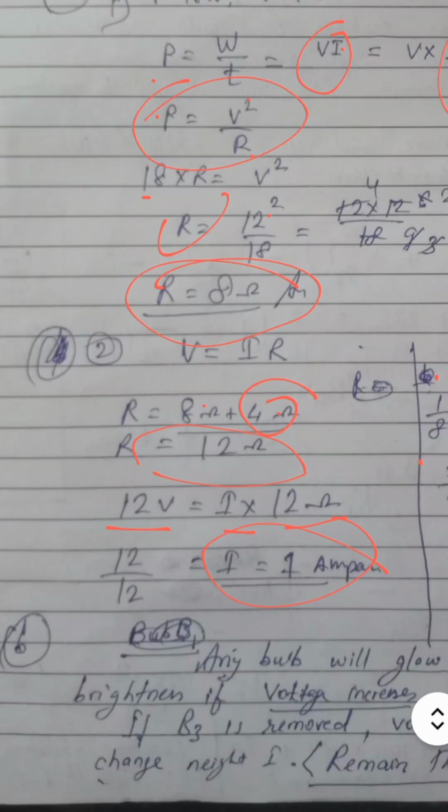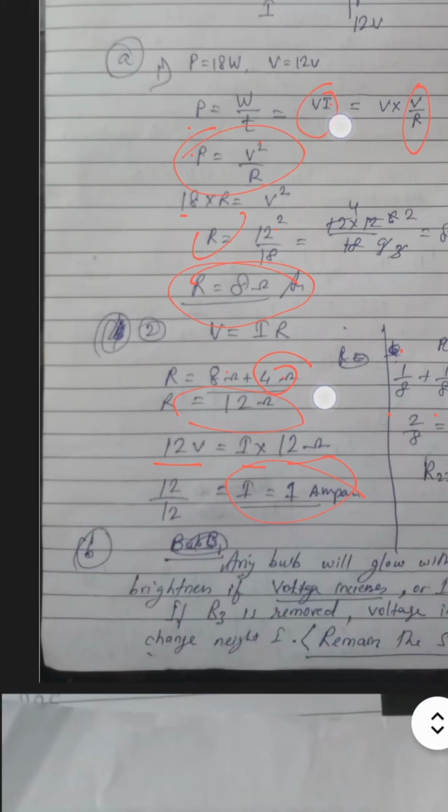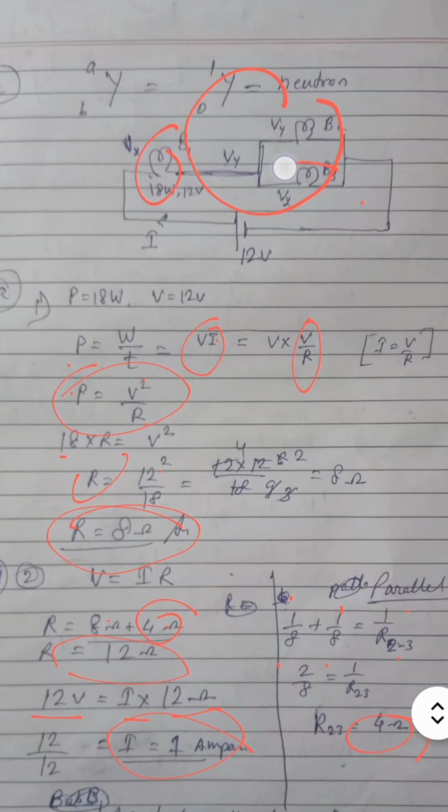Now if bulb B3 is removed, what will happen? If bulb B3 is removed, the current flows in this direction in series. The two bulbs will have a series connection. So will that affect the brightness of B1? Here the brightness depends upon the voltage supply. More the voltage, more the brightness. I also think that the brightness depends upon the current supply. More the current, more the brightness. Power is equal to V into I.